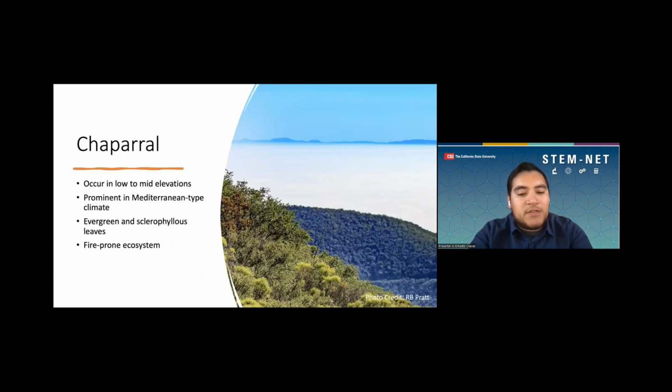So chaparral is a vegetation type that is prevalent in California, and it is actually the most extensive vegetation type here in the state. It occurs in low to mid elevations, and it is prominent in the Mediterranean type climate. Mediterranean type climate is categorized by cool, wet winters and hot, dry summers. Chaparral is an evergreen shrub, meaning that its leaves are green year-round and they do not shed seasonally. Its leaves are also sclerophyllous, so they are thick and leathery. And chaparral is also prominent in fire-prone ecosystems.